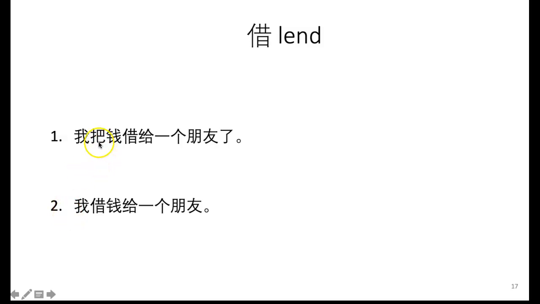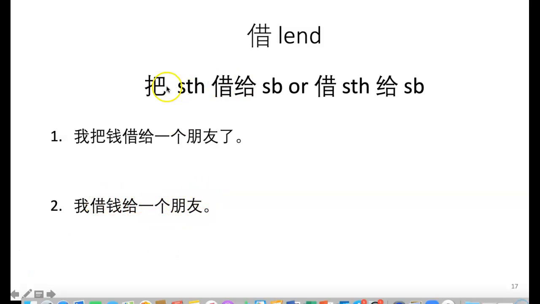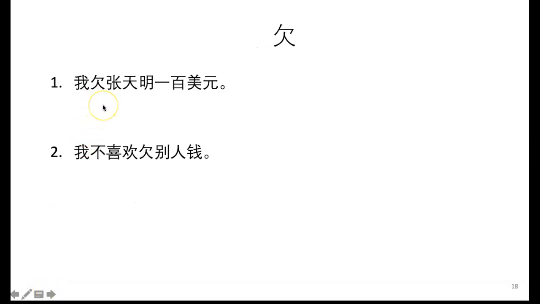好 Or if you don't use a 把 construction, you could say 我借钱给一个朋友。If it happened in the past, you could say 我借钱给一个朋友了。So to summarize, you can use the 把 construction. Other than money, you could also say something, for example, 我把电脑借给一个朋友了。我把车借给一个朋友了。Okay? Or if you don't use 把 construction, you could say 借 something 给 someone. 我借车给朋友。我借电脑给朋友。Okay?